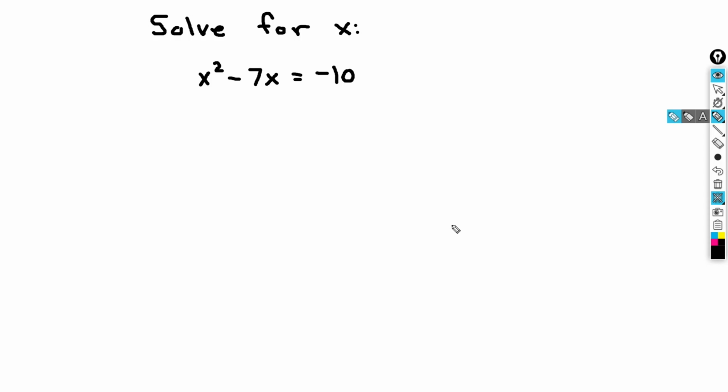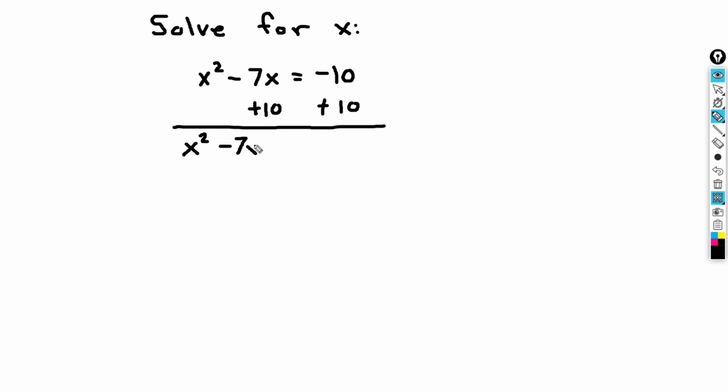Okay, in this next example, we're going to solve for x again. This time we have x squared minus 7x equals negative 10. Now we see in this example, we don't have one side equal to 0, but we can get one side equal to 0 by simply adding 10 to both sides of the equation. So if I add 10 to both sides here, I'm going to get x squared minus 7x plus 10 equals 0.